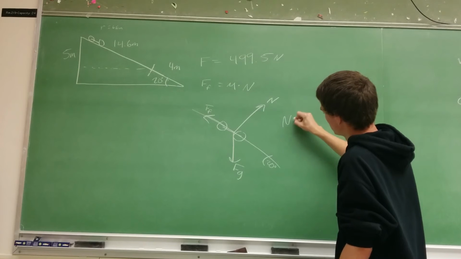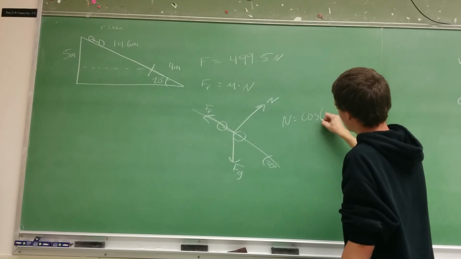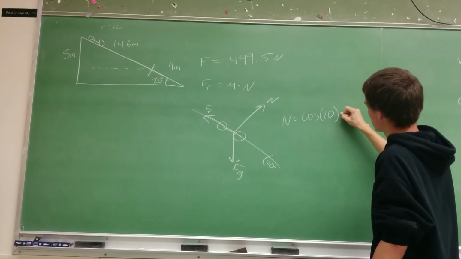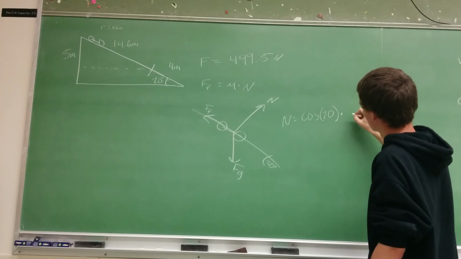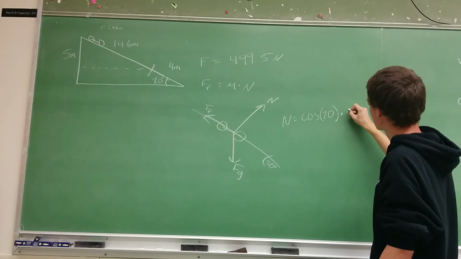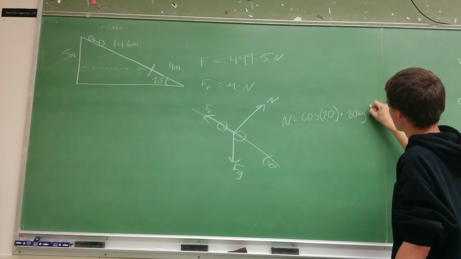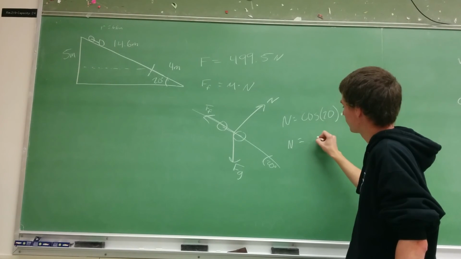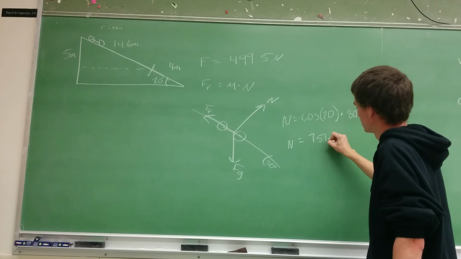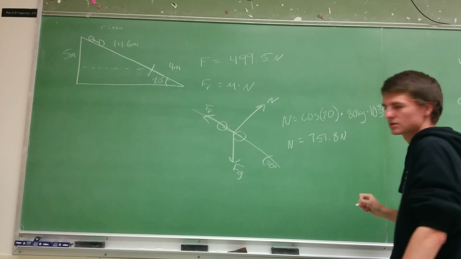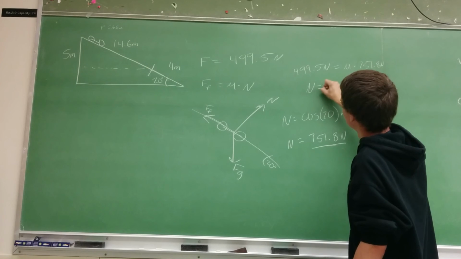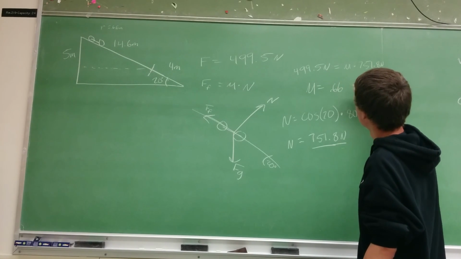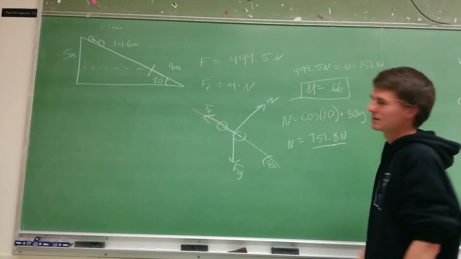Force of friction is equal to mu times the normal force. So normal is equal to the cosine of 20 times mg, which is just 80 kilograms times 10 meters per second squared. Normal force equal to 751.8 newtons. So mu is 0.66, and there's your final answer.